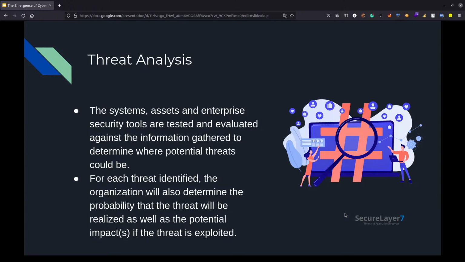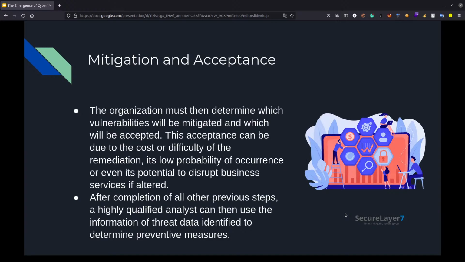Hope you got a fair understanding of the phase. Now let's move on to another phase, which is mitigation and acceptance. The organization must then determine which vulnerabilities will be mitigated and which will be accepted. This acceptance can be due to the cost or difficulty, or to the low probability of occurrence, or even its potential to disrupt business services if altered.